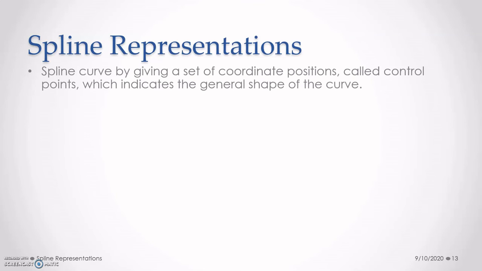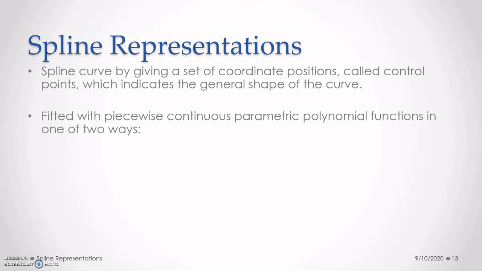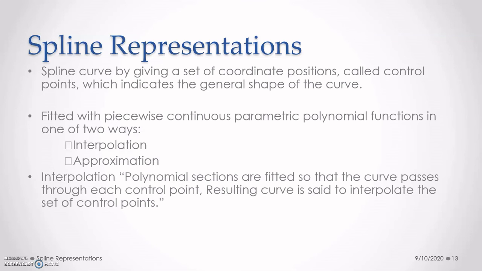Now, a spline curve is specified by giving a set of coordinate positions called control points. So we are giving the coordinate positions as control points. Given the control points only, we can draw a curve using them. The control points indicate the general shape of the curve. The curve is fitted with piecewise continuous parametric polynomial functions in one of two ways. The first way is interpolation and the second way is approximation. Let's see what interpolation is. Interpolation means polynomial sections are fitted so that the curve passes through each control point.